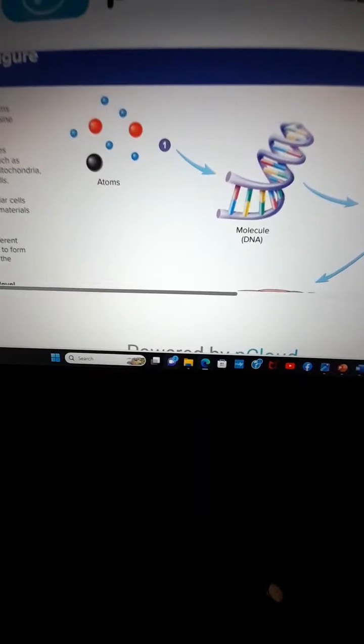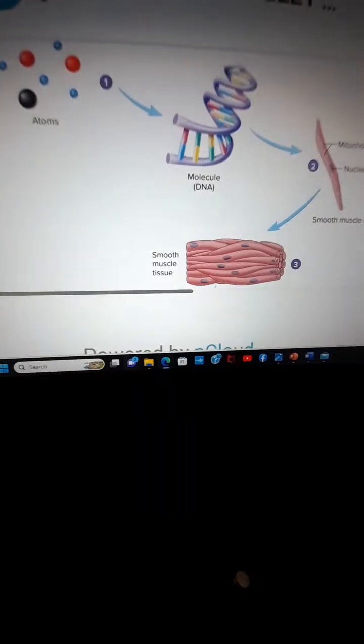This is the chemical level. With the chemical level, you have the atoms, and they combine to form molecules. On the cell level, the molecules form organelles, such as the nucleus and the mitochondria, which make up the cells. On the tissue level, you have similar cells and surrounding materials that make up tissues.